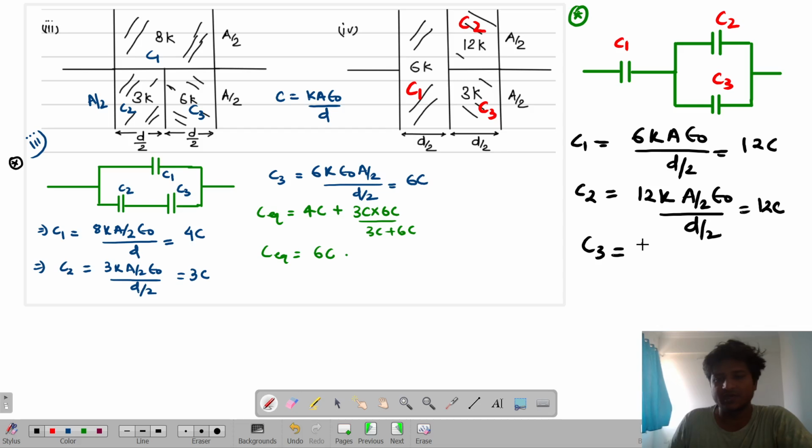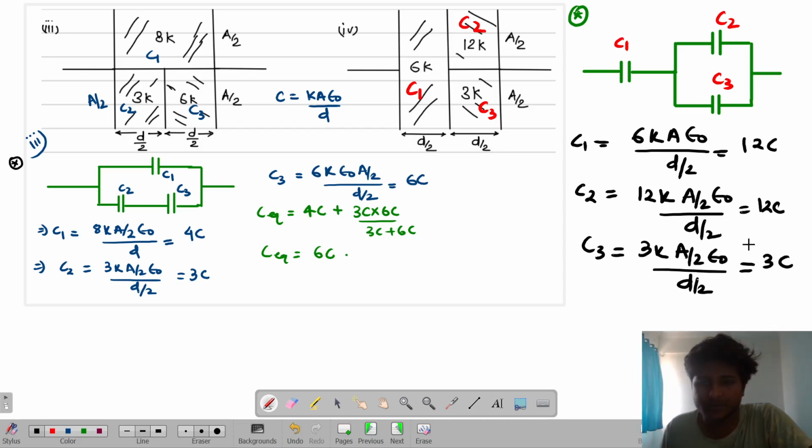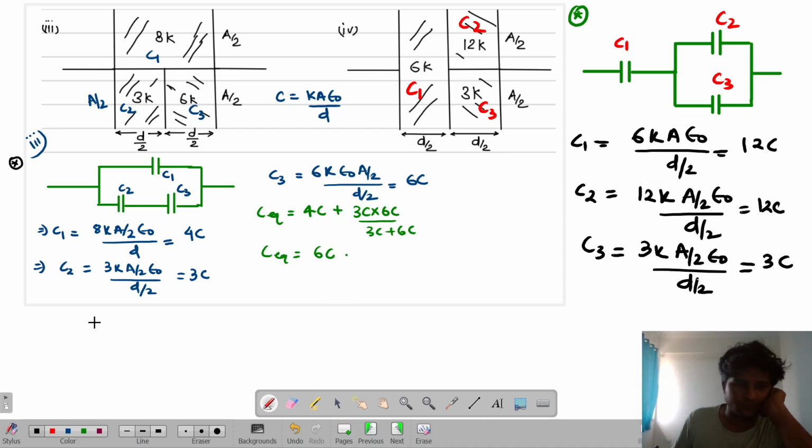C3 is how much? 3K. K by 2 epsilon naught divided by how much? d by 2. So this is how much? 3C. Are you able to get me or not? 12C and 3C are in series, parallel. So they become how much? 15. So in the fourth case, C equivalent is how much?